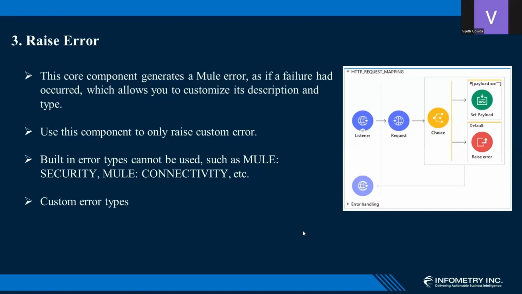So how can we define custom error types? According to the requirement, if we are getting a null payload and doing a validation, and we are using raise error, we can mention the namespace as null, and then after the colon the identifier will be payload. In this kind of situation we can make use of raise error and define our own customized error type. Let's see practically how we can handle the errors using these scopes.